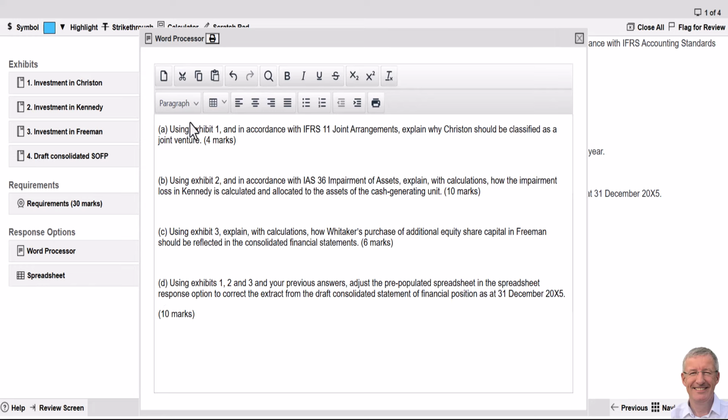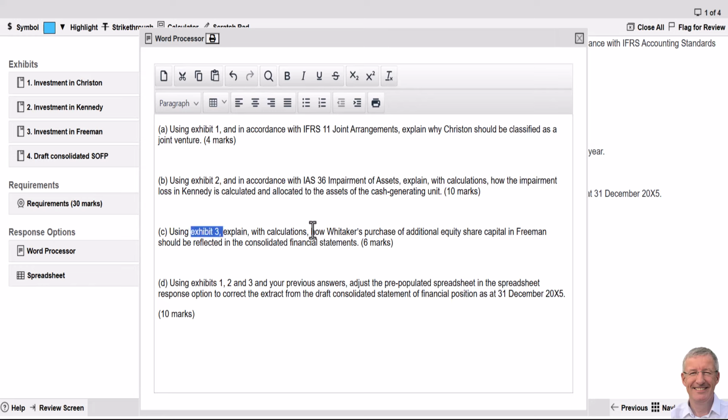So what have we got? Using Exhibit 1, so we only look at Exhibit 1 for this, explain why Christian should be classified as a joint venture, 4 marks. Pretty straightforward, only a few marks. Using Exhibit 2, there's a story about impairment where we are explaining and we're calculating and we're allocating. And this is all to do with a cash generating unit, 10 marks, 18 minutes, much more chunky.